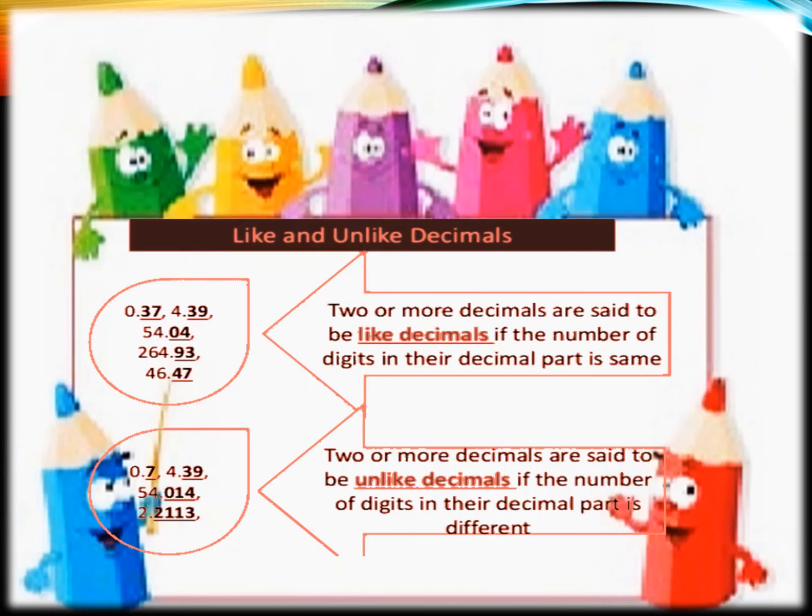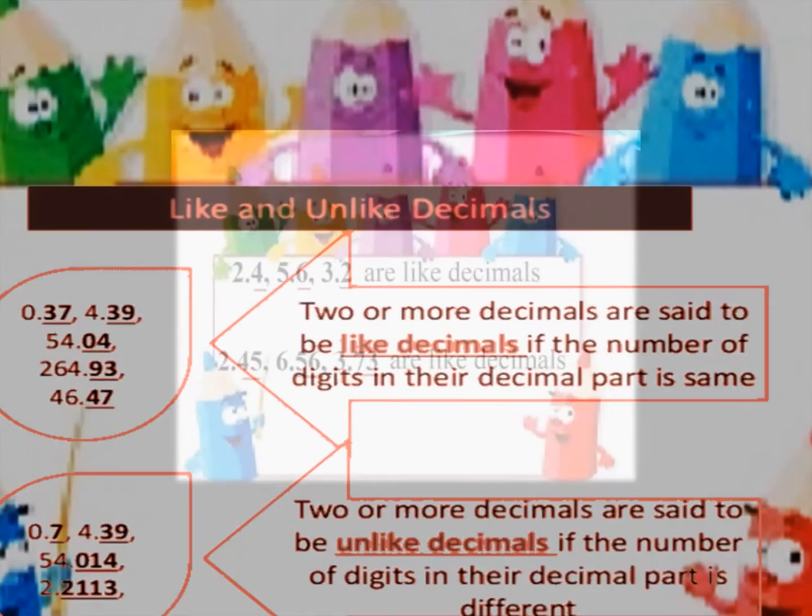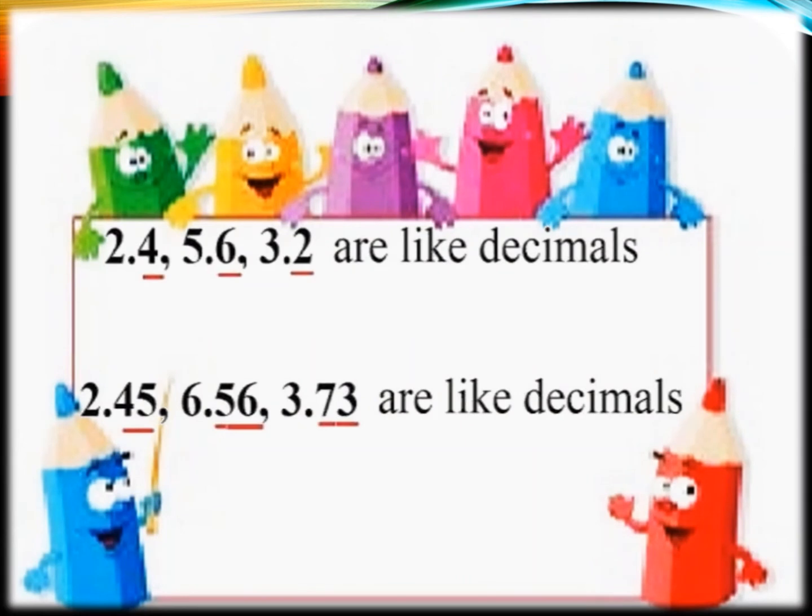So if the decimal part digits are the same, that is like decimals. If the decimal part digits are not the same, meaning different, that is unlike decimals. You will need this to compare the decimals. Okay. Let us see the examples.